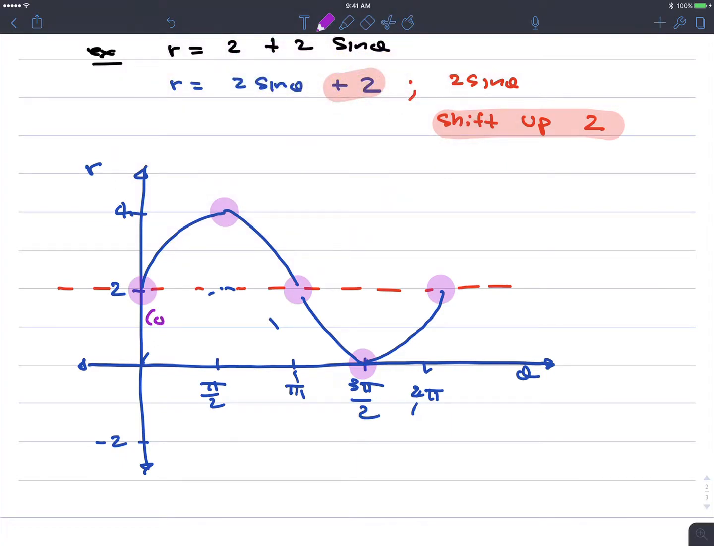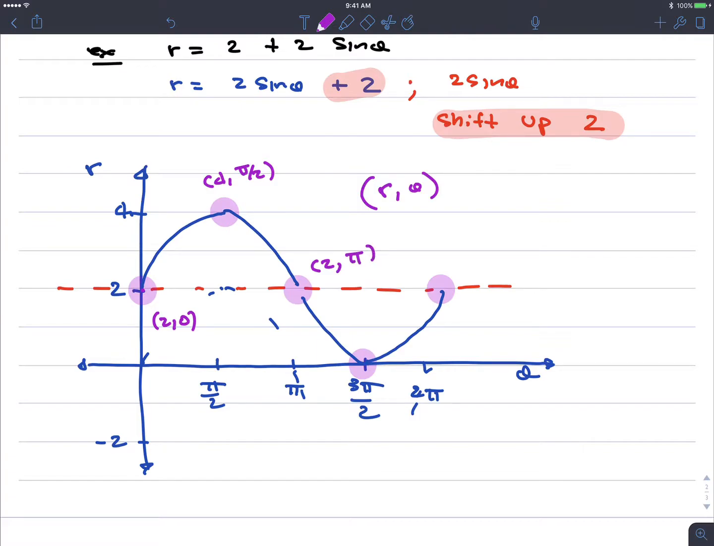This is 0. My angle, well, let's go back. Let's be careful here. They want it to be r versus theta. So what do I say about this first point right here? Radius is 2, angle is 0. Is that right? What's my radius here? 4. What's the angle? Pi over 2. There you go. What's my radius here? 2. What's the angle? Pi.